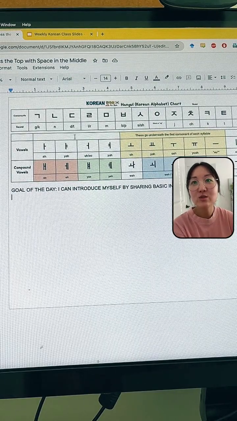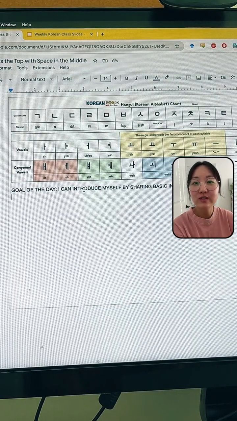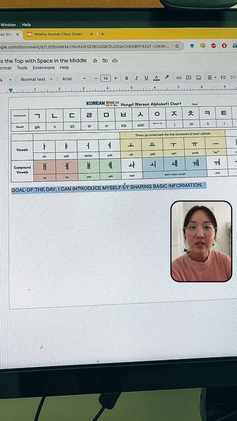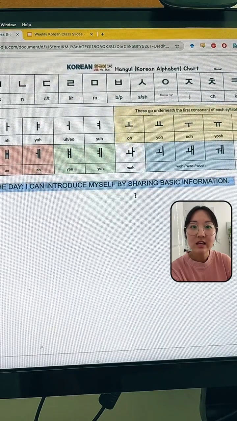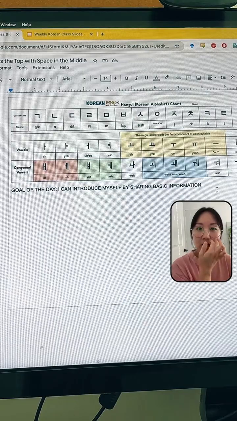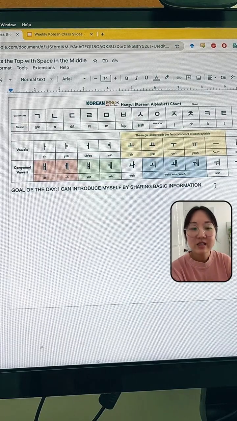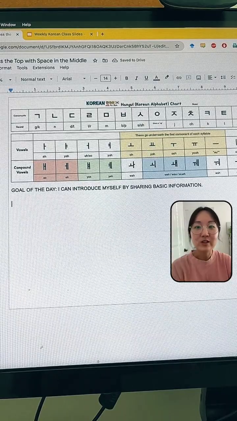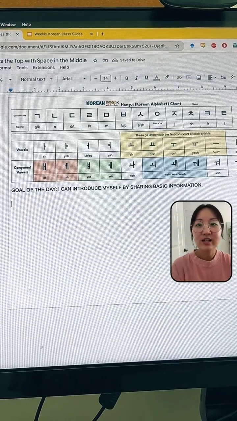Today our goal is to be able to introduce yourself by sharing basic information. Hopefully my screen is showing up well. So again, this is the goal for today. I can introduce myself by sharing basic information. What do you think are some basic information that you can share in Korean?